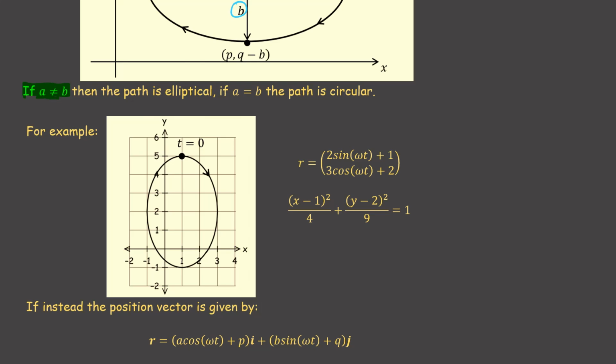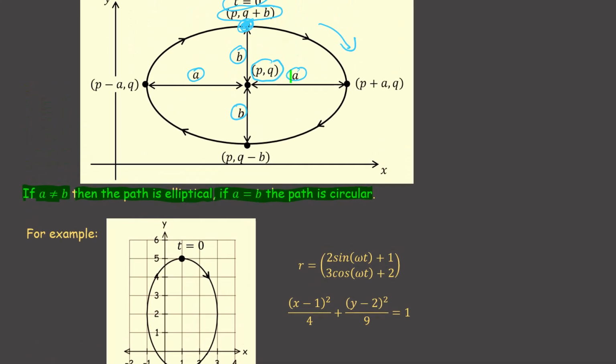If a is not equal to b, then the path is elliptical. If a is equal to b, the path is circular. We talked about the lengths of the major and minor axes, and if both of them are a, then they'll be the same and it will go in a circle.